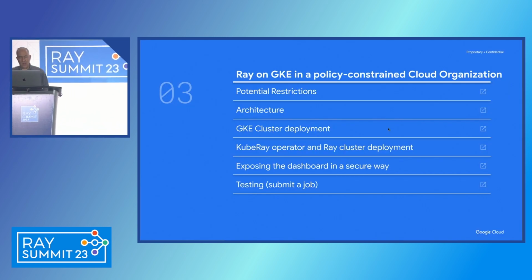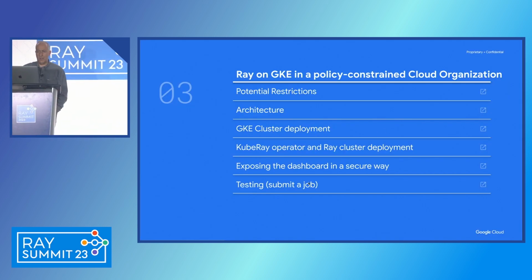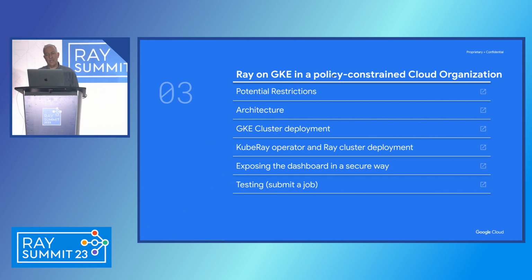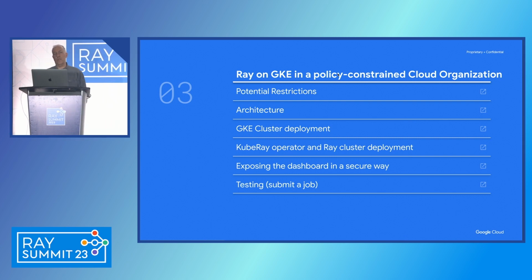Okay, so now in this section, up to now, those were kind of generic checklist points for you to take a look at. Here, what we're going to be doing is looking at Ray on GKE in a policy-constrained cloud organization. How exciting is that, right? This is super exciting.